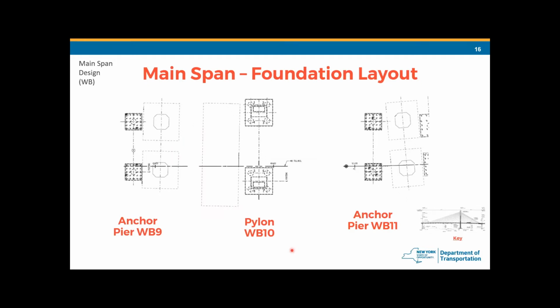And for the main span foundation layout, we have the pylon WB10, and you can see from this key view, the pylon cap is supported by dual shafts. And we have 2 anchor piers, WB9 and WB11, and you can see from this key view, the pier caps are supported by driven piles.